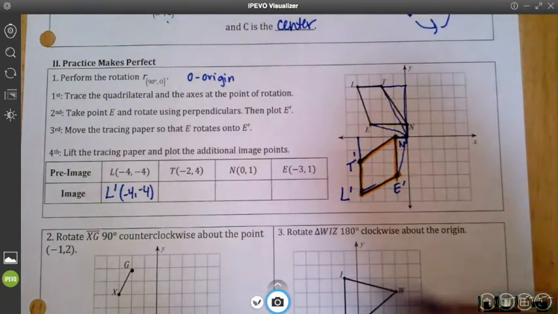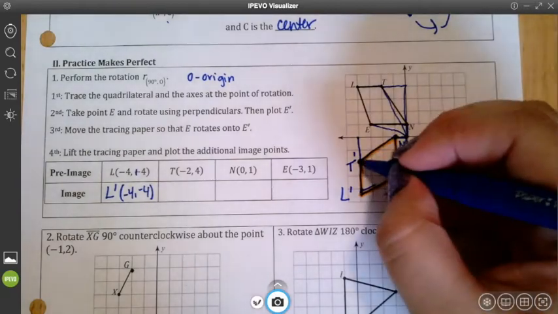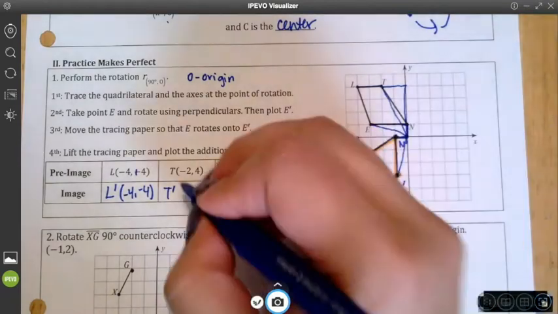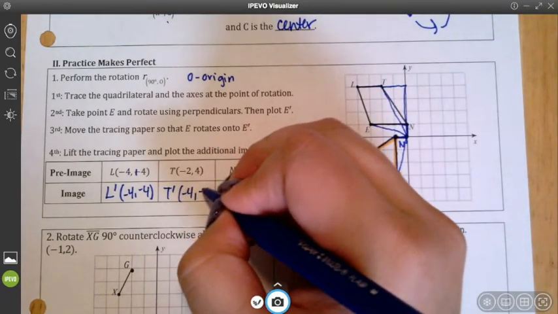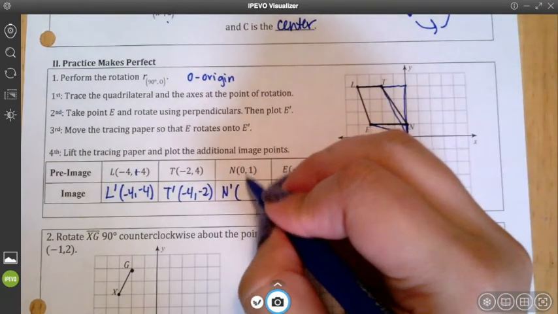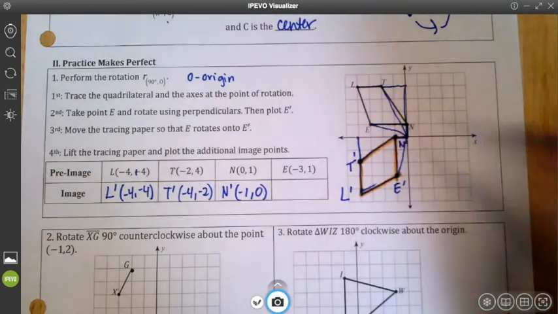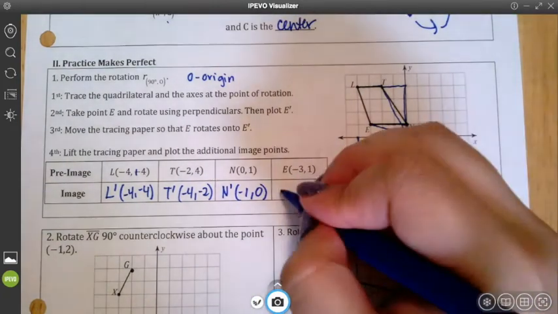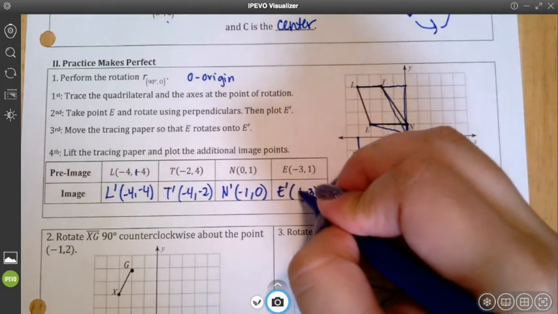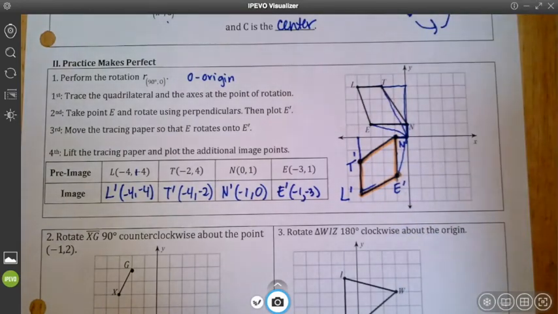The pre-image is actually typed wrong. This should be -4, +4. Point T prime is at -4, -2. N prime should be the switch, 1, 0, and this becomes negative, -1, 0. And point E, again, they switch, 1, -3, and our first one becomes negative. And we can confirm that, -1, -3, by our rotation.